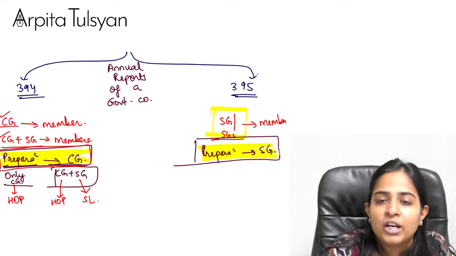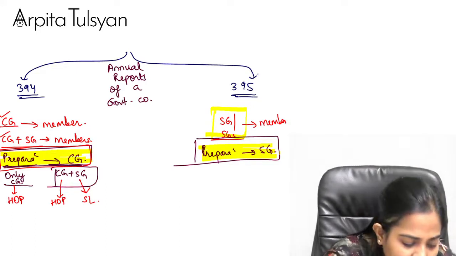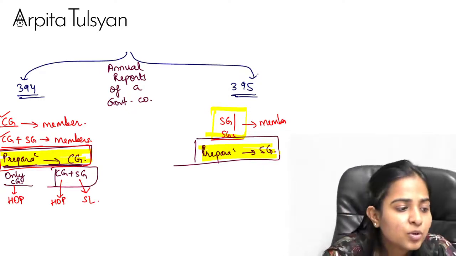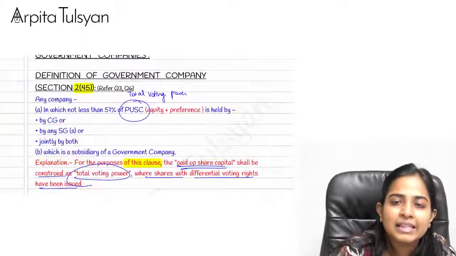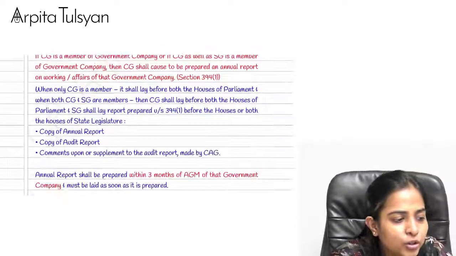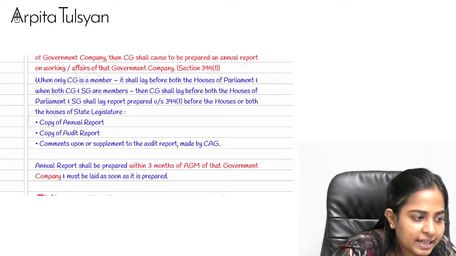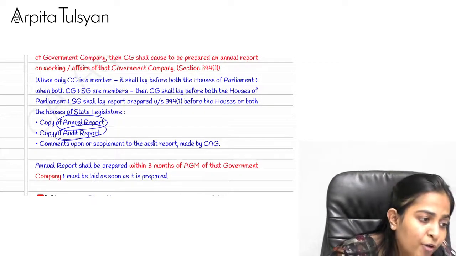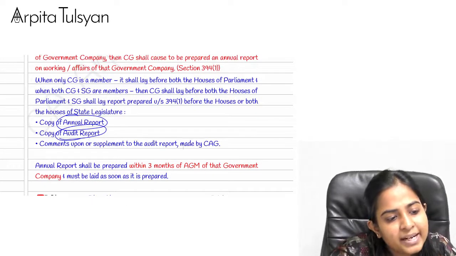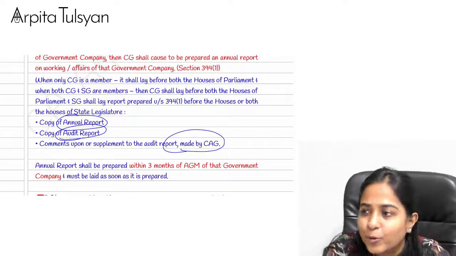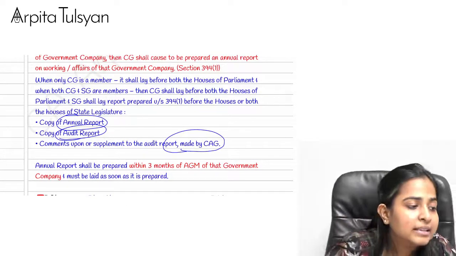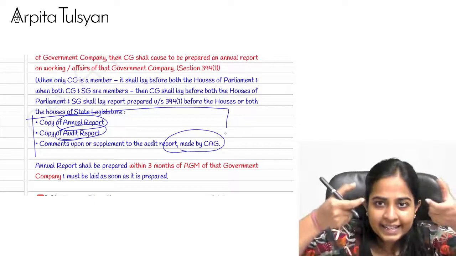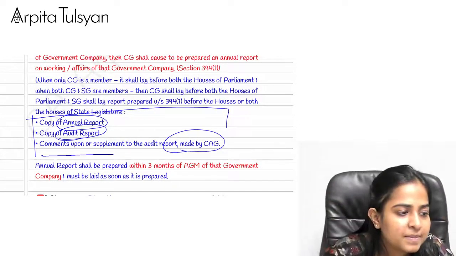Okay, so now what are they going to prepare? It involves three things there. It will prepare the annual report. So the copy of annual report, then the copy of audit report, and the comments made by the CAG, Comptroller and Auditor General. Okay, these three, it becomes an entire set.